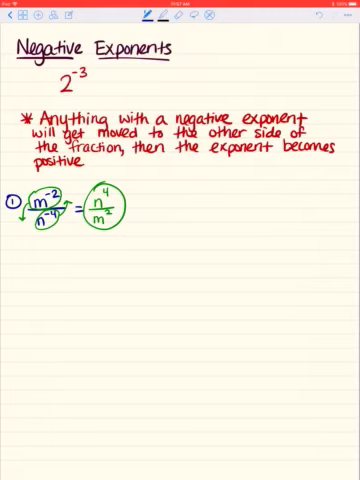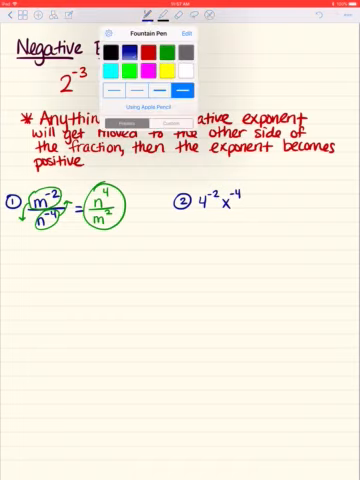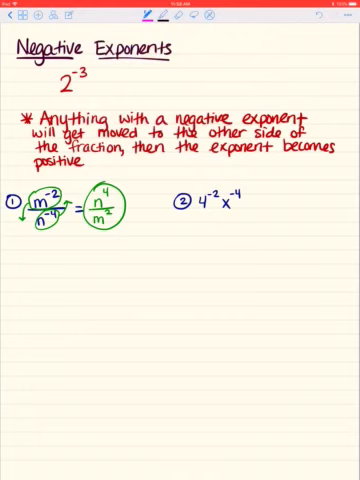And that's it. So we're going to start off doing a couple of really easy examples, and then we'll get into the more lengthy and more difficult ones. So the next one, we're going to have 4 to the negative 2, x to the negative 4. Now this one is not written as a fraction, but remember, we can always put this over 1. So when we go to move, we need to move the 4 to the negative 2 down to the bottom, and the x to the negative 4 down to the bottom. So we have 4 squared, x to the 4th.